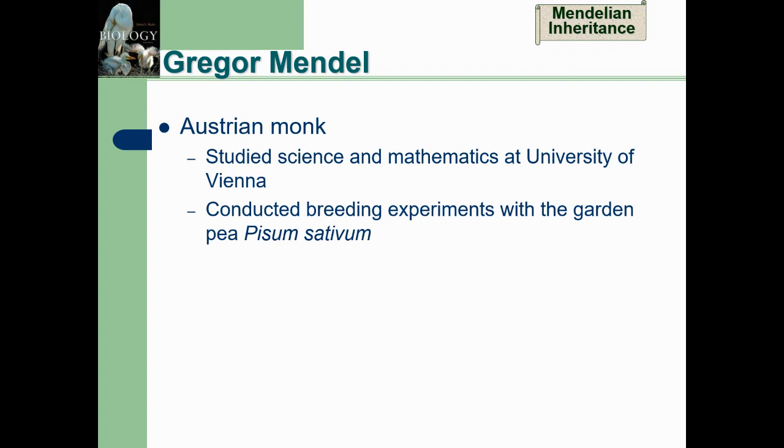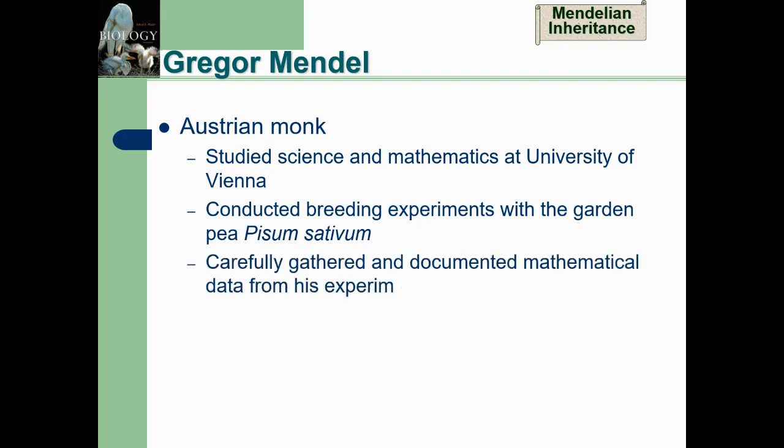He was in charge of the greenhouses. That was his job. He grew the vegetables for all the monks. And he conducted breeding experiments with the garden pea. And he gathered and documented information from generations and generations of breeding, selective breeding, and what the results were.